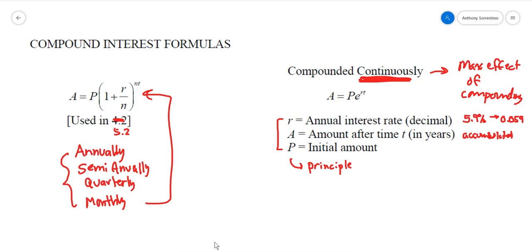So that's going to be a new one added to the list of things that we were looking to do as well. So let's get to the first example, which actually does deal with compound interest.